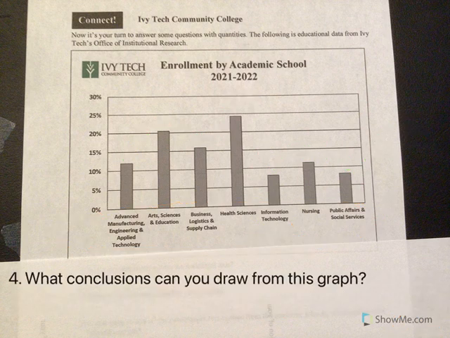What conclusions can you draw from this graph? Now, we could spend 8 hours talking about conclusions if we really wanted to. But let's just look at some big ones. The highest bar is health sciences. So health sciences is the largest school, right? It's about 25%.